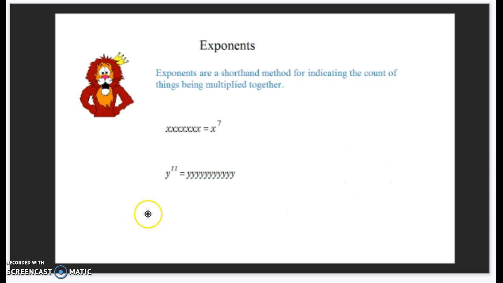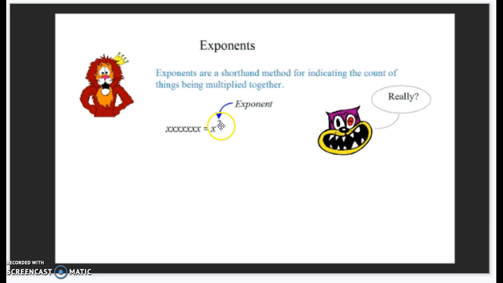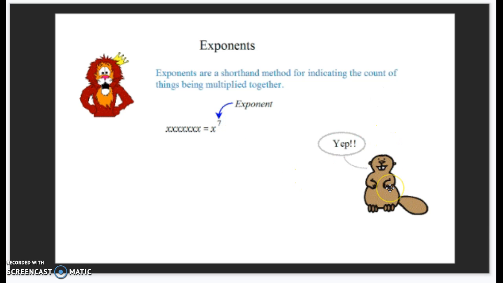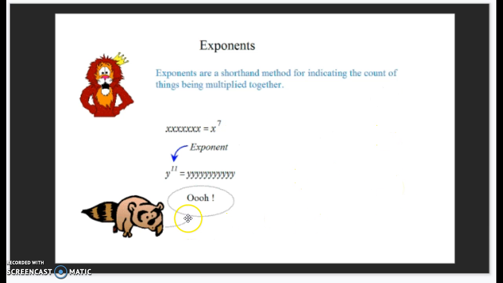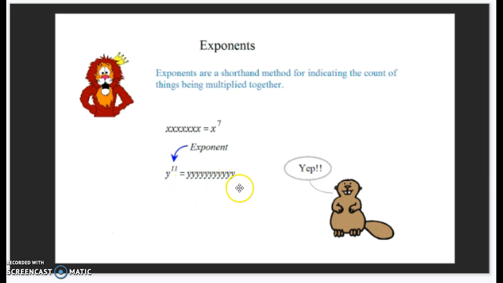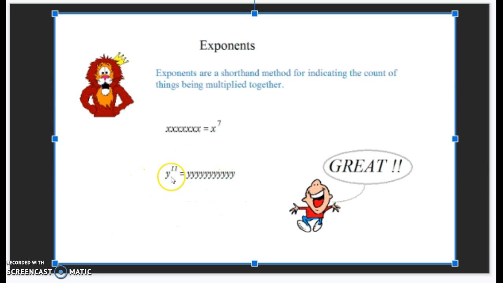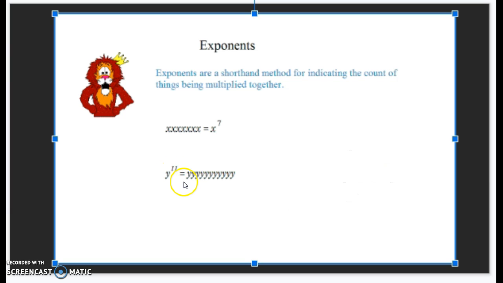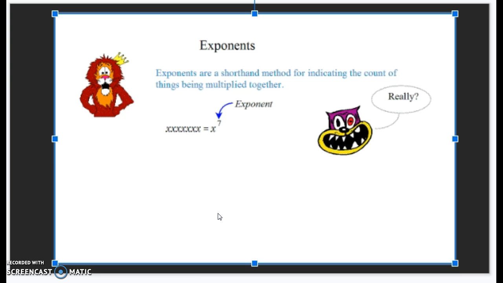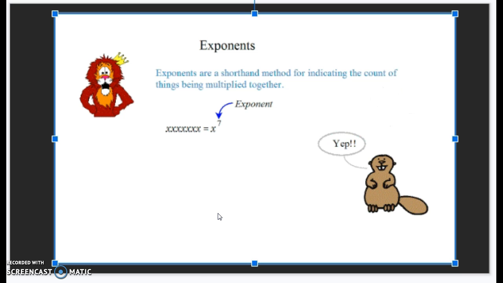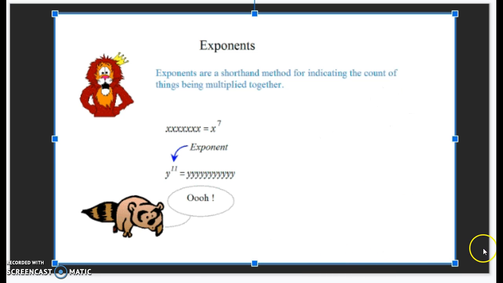So here's a little fun thing. Exponents are a shorthand method for indicating the count of things being multiplied together. So you see all the x's times 7. Really? And the beaver says, yep. Oh! So if you were to count these out, that would be 11 y's, so it's y to the 11th power. Remember, when you don't see the multiplication sign with algebra, it's still two numbers next to each other, or a number next to a variable, and that means you're multiplying. I'll let you watch that again.